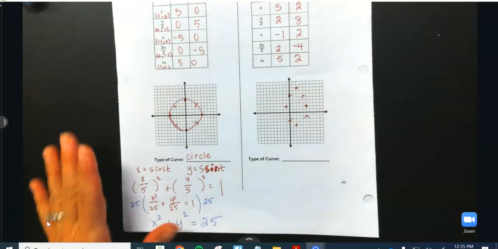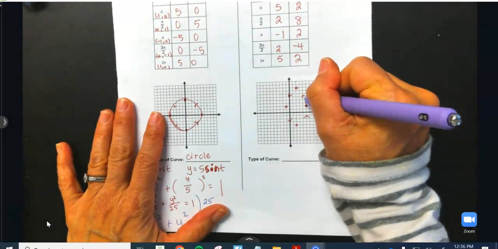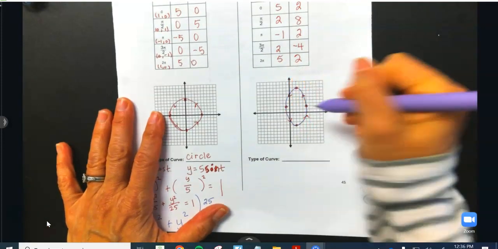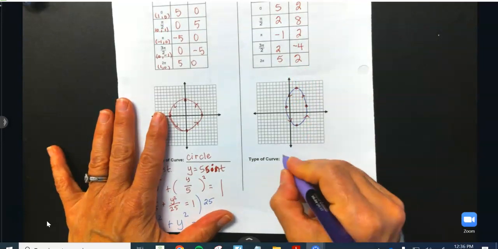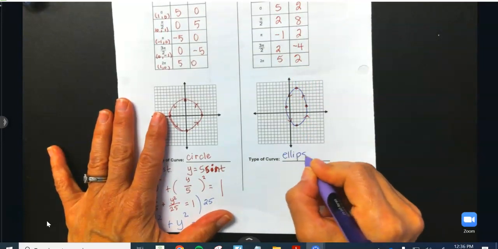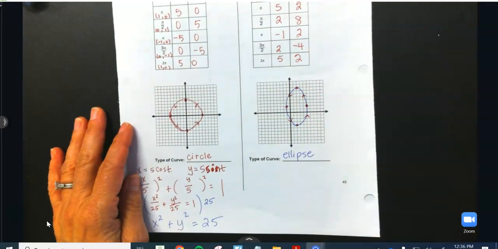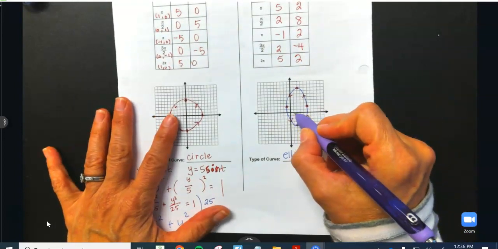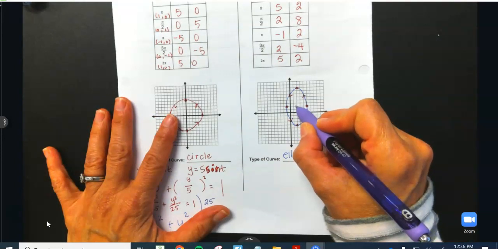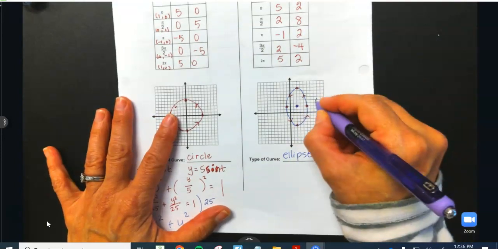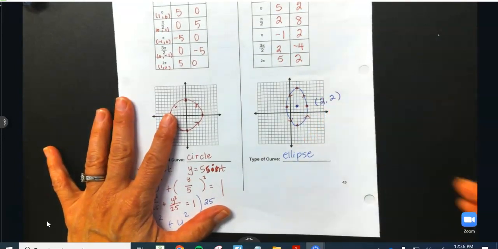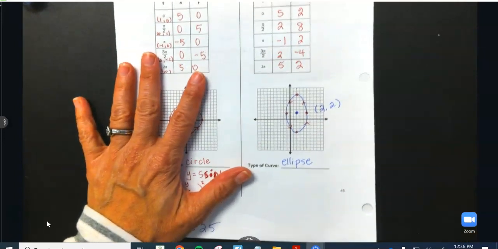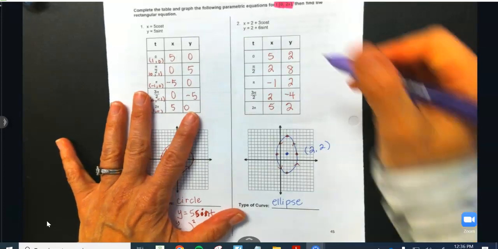That is not a circle, but hopefully you see that this is a vertical ellipse. You don't have to write the word vertical, but you can. I'm just writing the word ellipse. Now look, what is the center of this ellipse? That's right. Very good. Where else on here are some 2's? I know where some 2's are. They're right here.